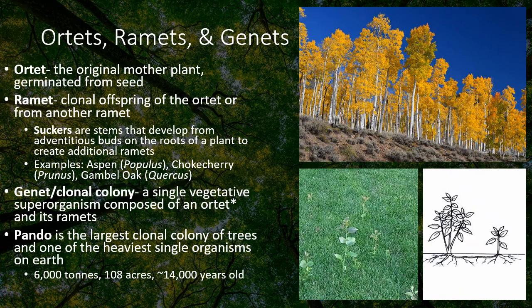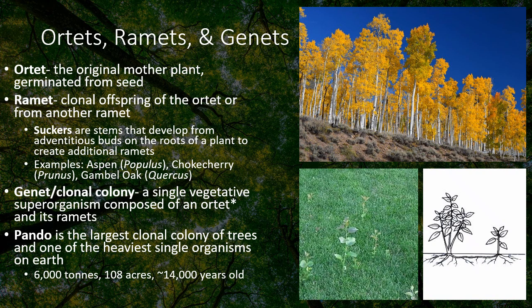Ortets, ramets, and genets, I think, are a useful thing to know about. This is really a slide about suckers, but I want to explain the idea of an ortet, a ramet, and a genet because I think it's useful in other horticultural contexts. So an ortet is an original mother plant which germinated from seed. So anytime you sow a seed of a plant, that is an ortet.